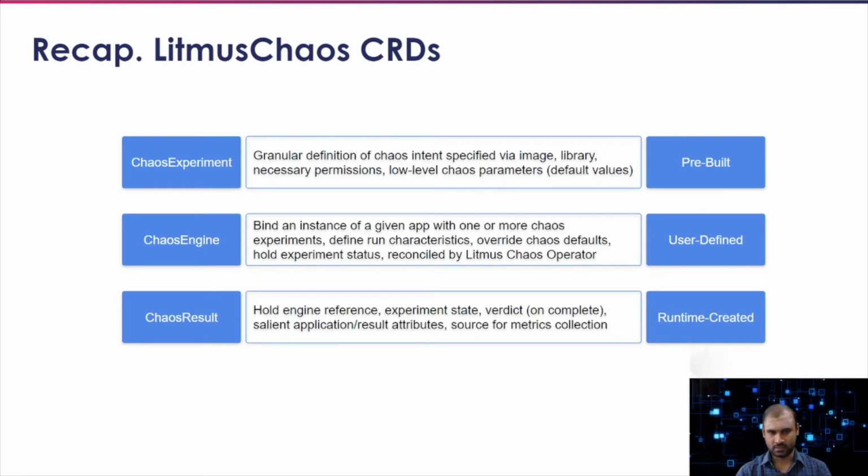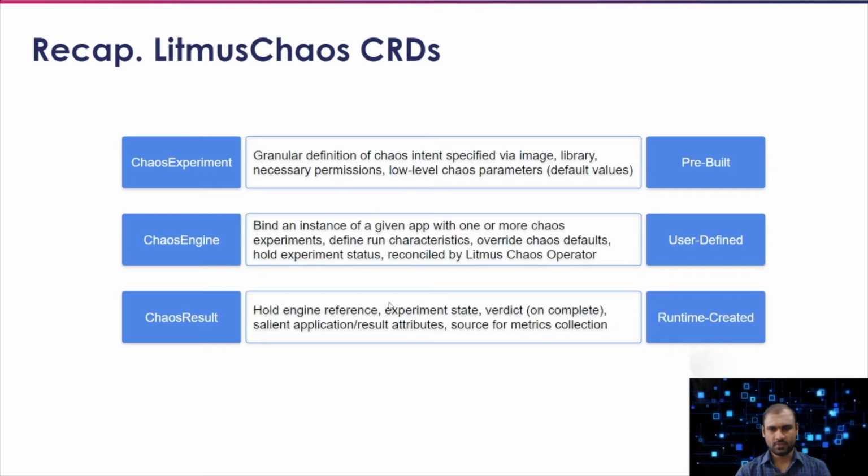Next up is the Chaos Engine, and this is the user-facing CR, and this is where you bind an application instance with a chaos experiment. And you also define certain run characteristics, certain run policies. And this is the one that holds the status of your experiments. It can also override some of the default characteristics of the experiment, some of the default tunables that you have set in the chaos experiment CR. This is the CR that is reconciled by the chaos operator and is the first one that is going to be installed by the user when he wants to trigger an experiment, provided the experiment CRs have already been pulled.